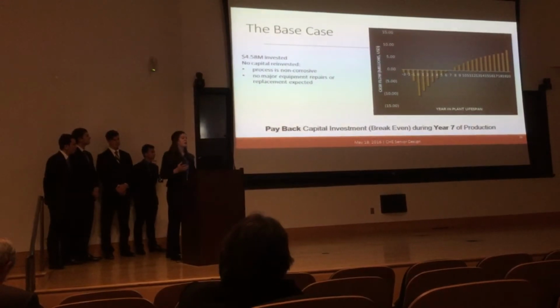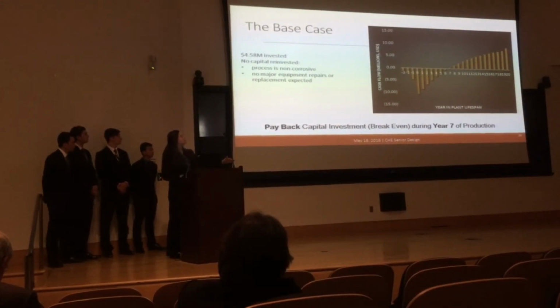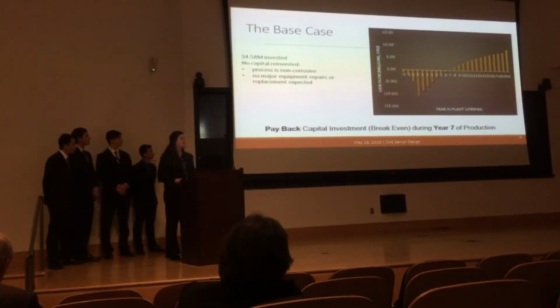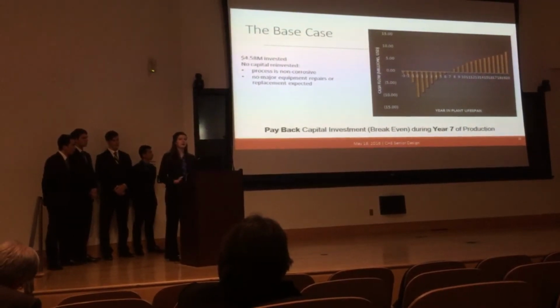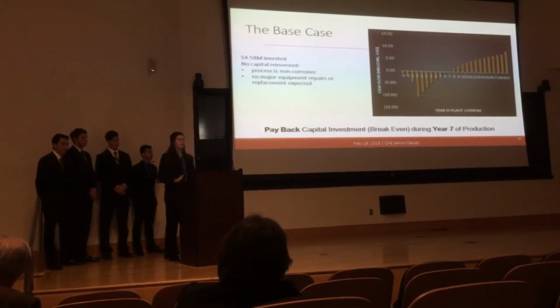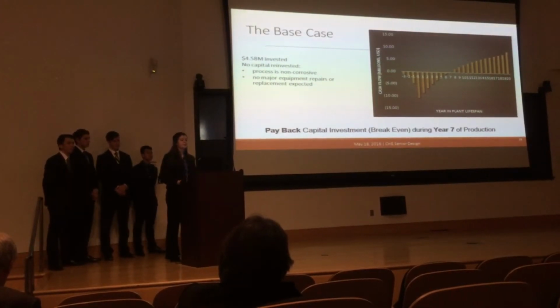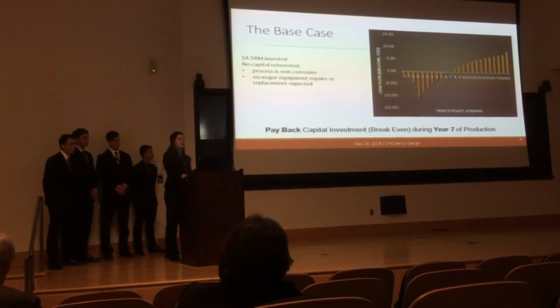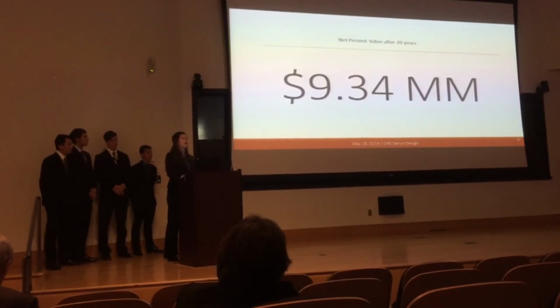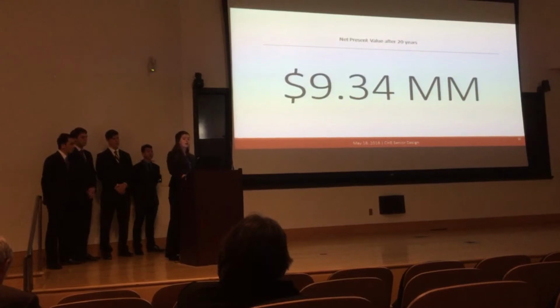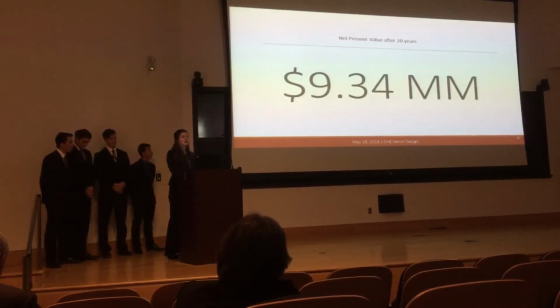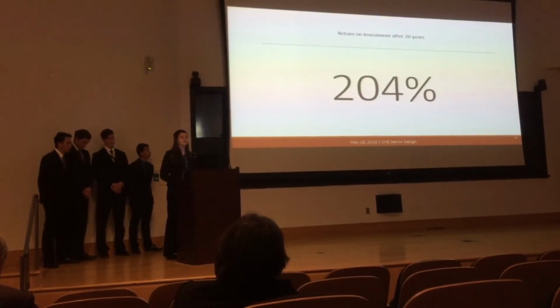But during the course of the plant life, you can see we're positive all after our break-even year in 7. This is because our process is non-corrosive and non-hazardous, so we're expecting to not have to replace major equipment or shut down for major repairs. At the end of year 20, we expect to have a net present value of $9.34 million. This is a return on our $4.58 million investment of over 204%.